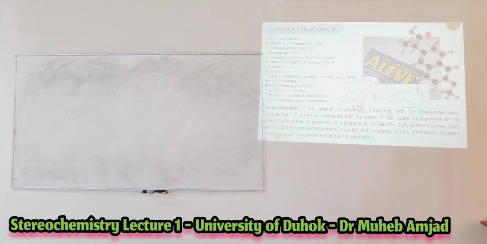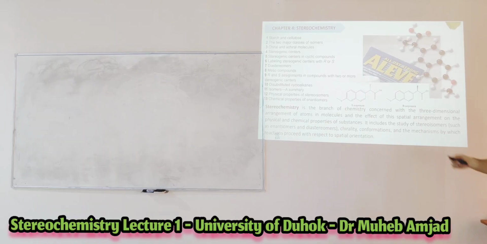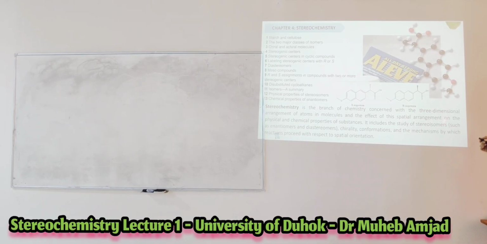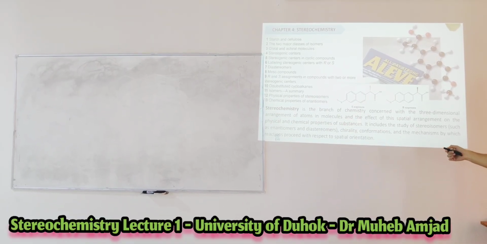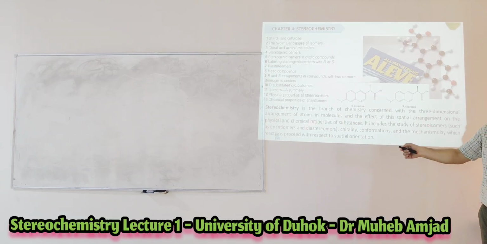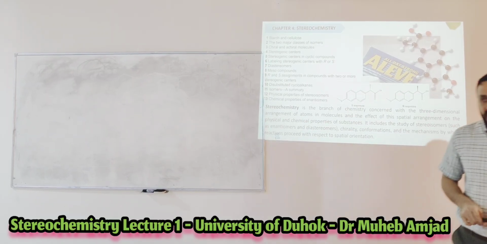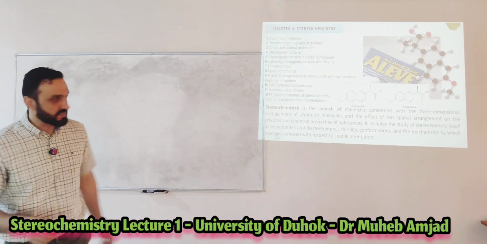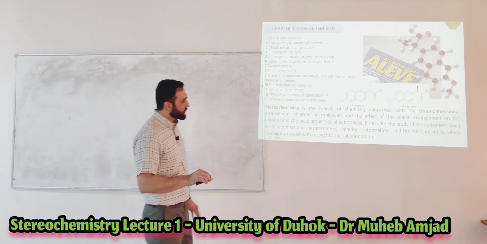stereochemistry. What does stereochemistry mean? It is a branch of chemistry concerned with the 3-dimensional arrangement of atoms in molecules, and the effect of this spatial arrangement on the physical and chemical properties. How can this arrangement of the atoms affect the physical and chemical properties? Okay?